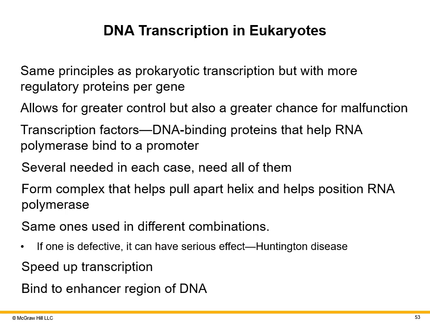DNA transcription in eukaryotes. So we have the same principles as prokaryotic transcription, but with more regulatory proteins per gene. This allows for greater control, but also a greater chance for malfunction. The first term we need to know is transcription factors. Transcription factors are DNA binding proteins that help RNA polymerase to bind to a promoter. So the job of transcription factors is to help RNA polymerase bind to our starting promoter, which is going to start transcription.